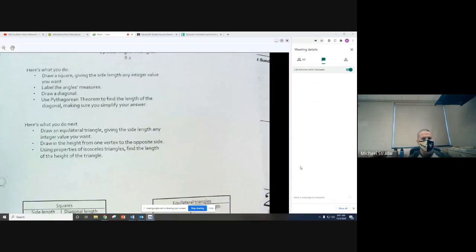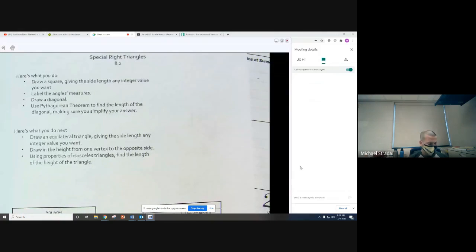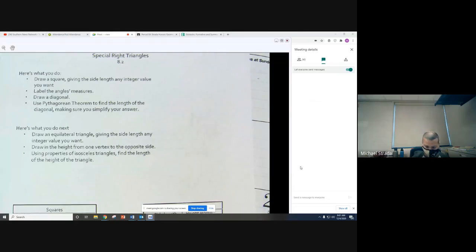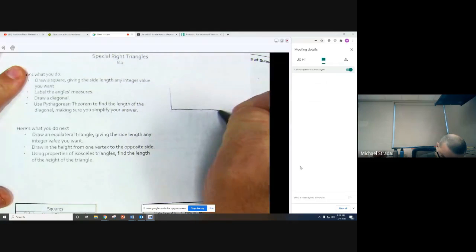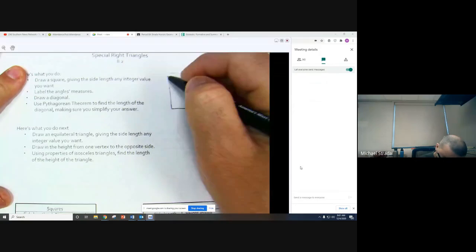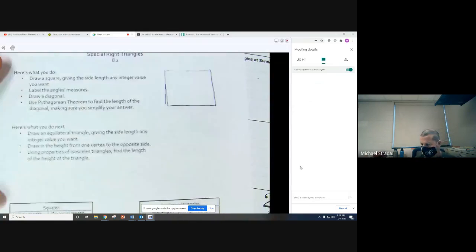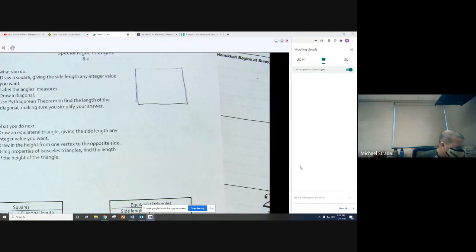So here's what we're going to do. We're going to draw a square, giving the side length any integer value you want. All right. There's a square. And all I need you to do, like it says, is to make the side any length you would like to make.